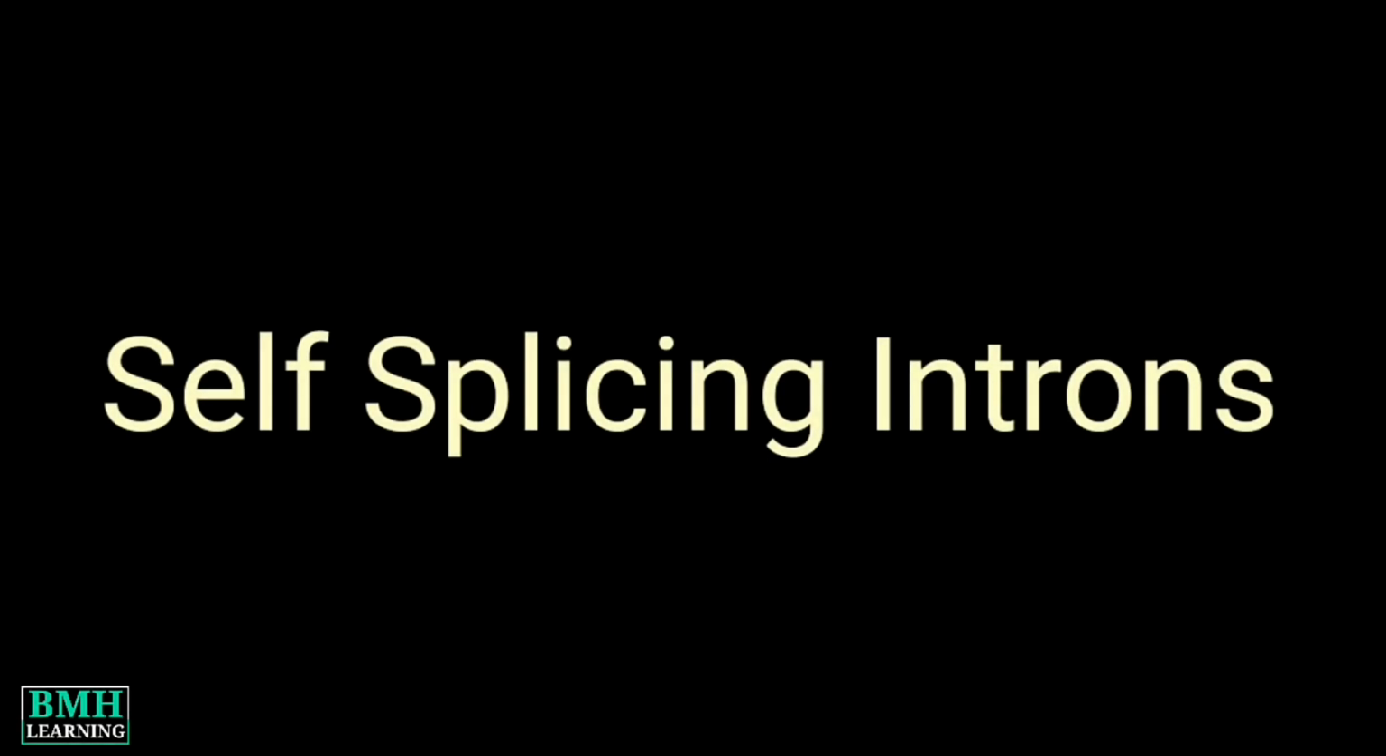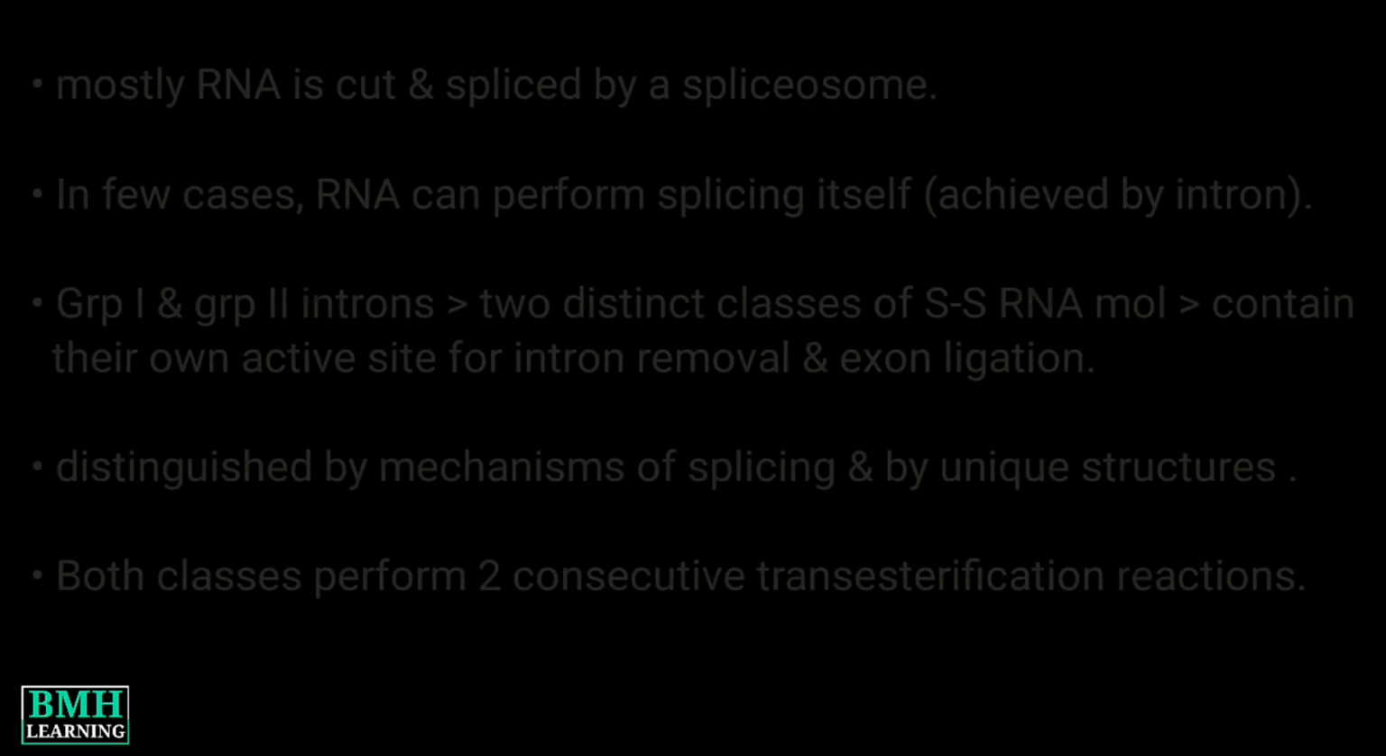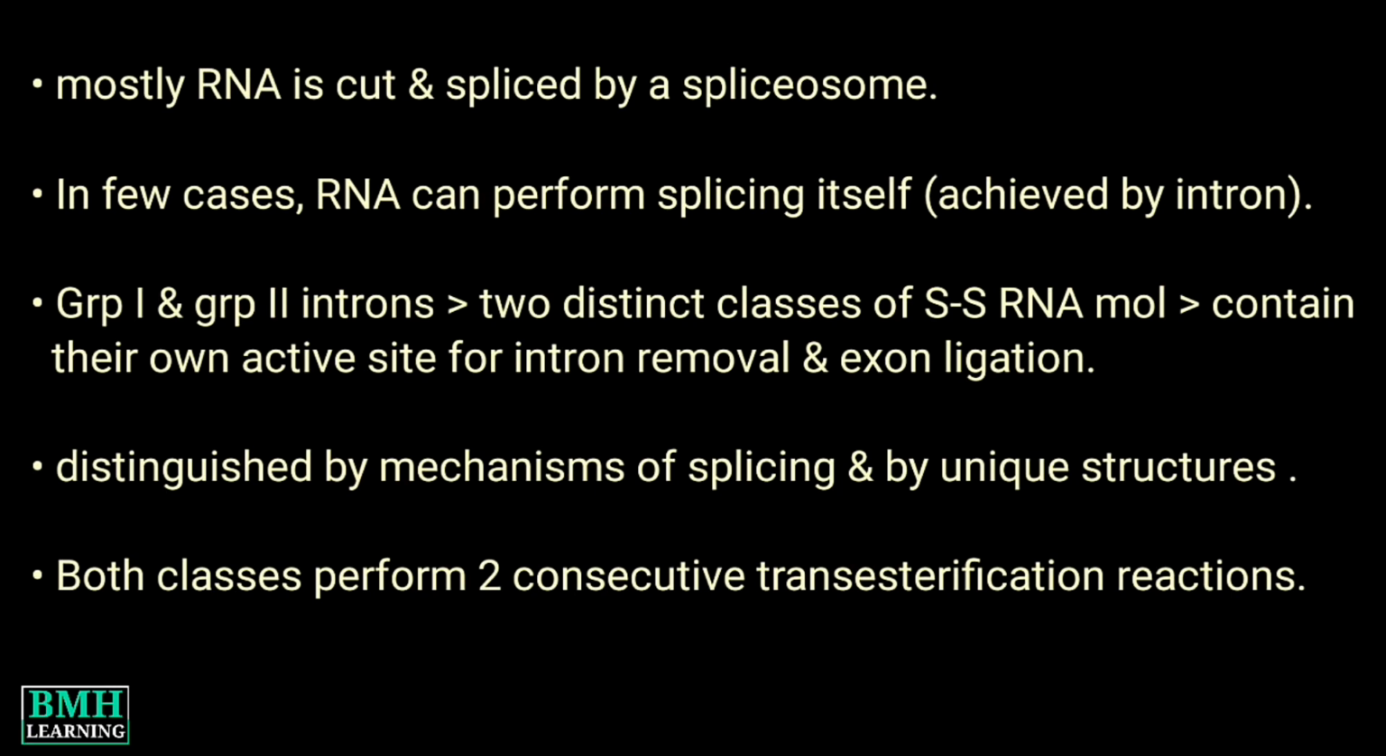In this video, we're going to discuss self-splicing introns. In most cases, the RNA is cut and spliced together by a spliceosome, but in a few cases, the RNA can perform the splicing reaction on its own, and this is basically achieved by introns. That's why it is called self-splicing or intron-mediated splicing.